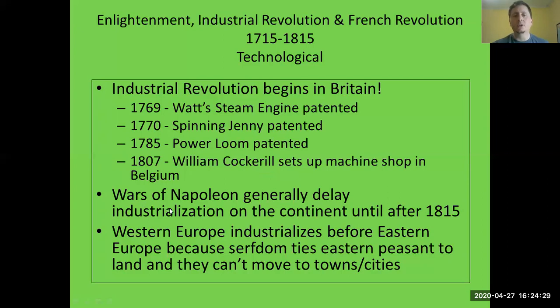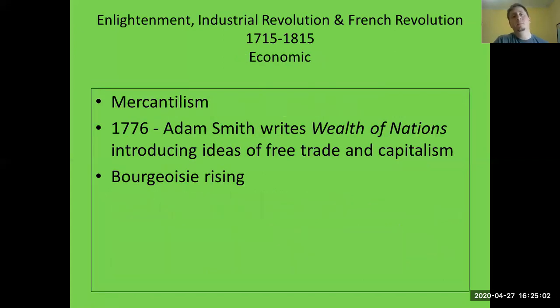Generally speaking, the wars of Napoleon delay industrialization on the continent until after 1815, but after 1815, many of the countries on the continent begin to industrialize rather quickly, especially France and the German states after they established the Zollverein. In Western Europe, you see industrialization happening before Eastern Europe, and this is mostly because of serfdom. Serfdom ties peasants to the land, makes it illegal for them to leave the land, so they can't travel to the cities to become that mobile workforce that is necessary to industrialize.